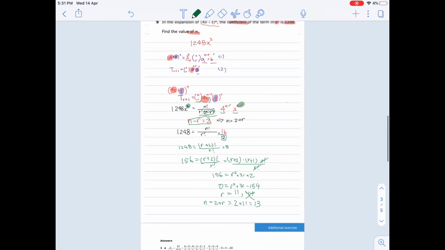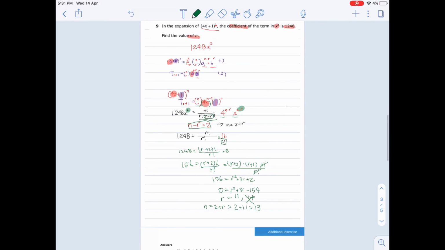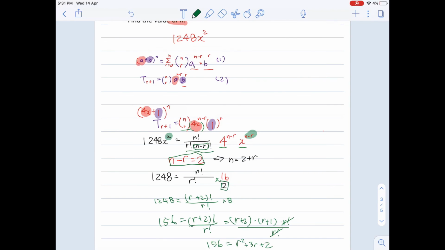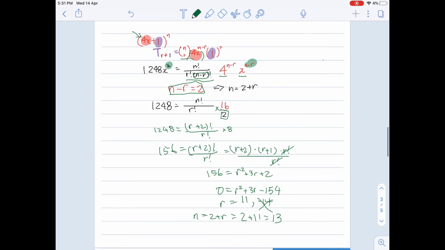And here, I've shown you how to apply the binomial theorem to find the power. The key here is to map 4x + 1 to a + b, and then work out the simplification correctly, yeah? As you can see, (r plus 2) all together factorial divided by r factorial times 8. And then you can simplify (r plus 2) factorial. That's it.